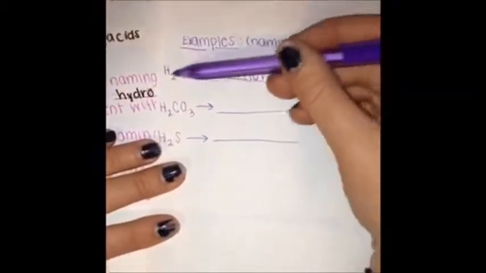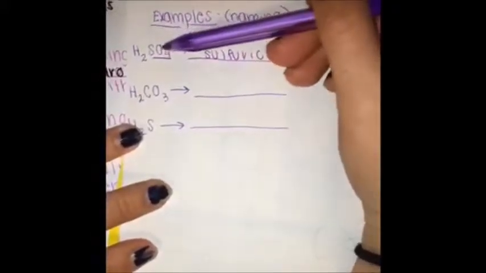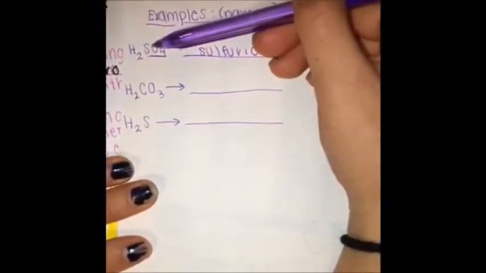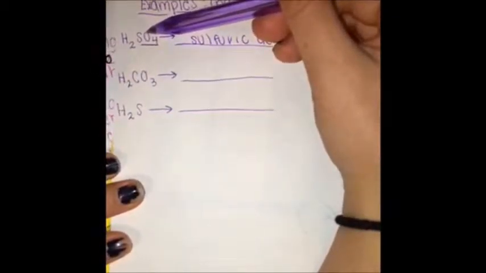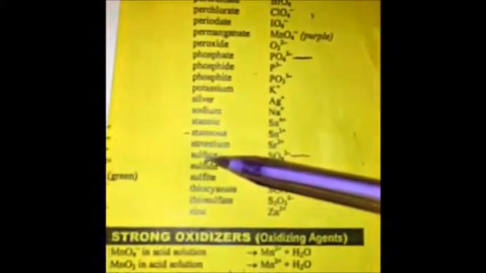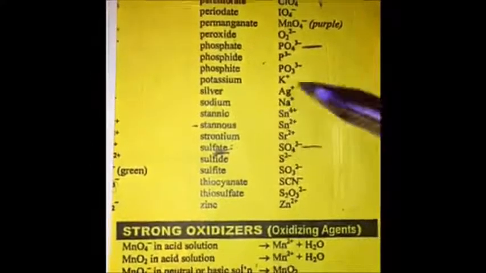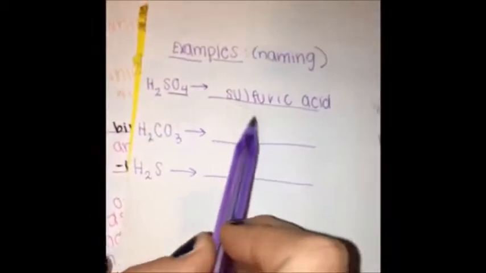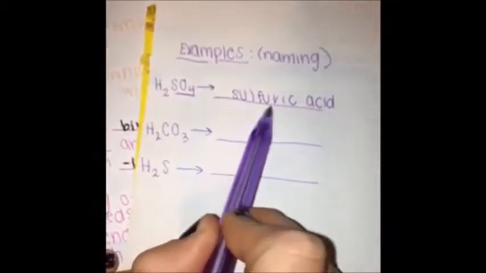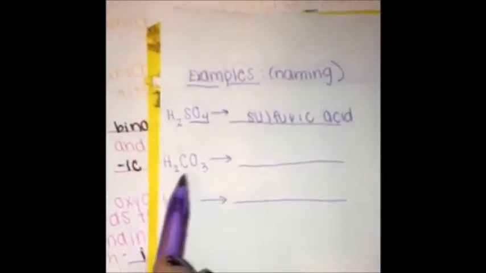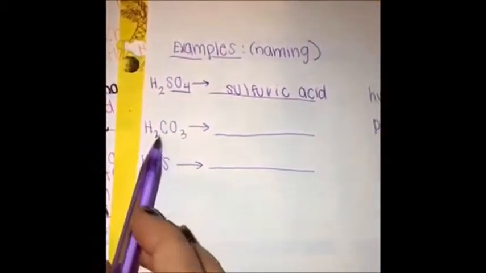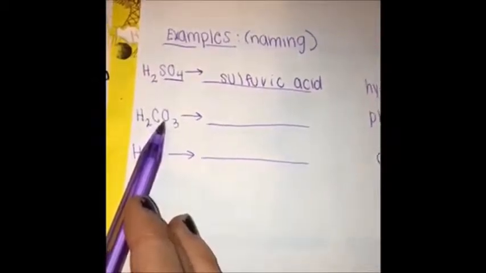Some examples of naming acids: when given the formula H2SO4, you know that it has three elements, including hydrogen and oxygen, telling you that it's an oxyacid, which means that there is no prefix of hydro, and you simply identify the anion, SO4, which on the periodic table is considered sulfate. And knowing that it's an ATE ending, you know that the name will be ending in IC, so it'll be sulfuric acid.